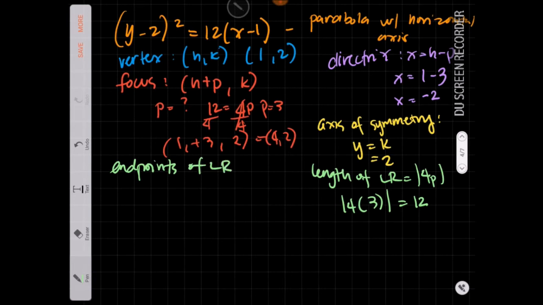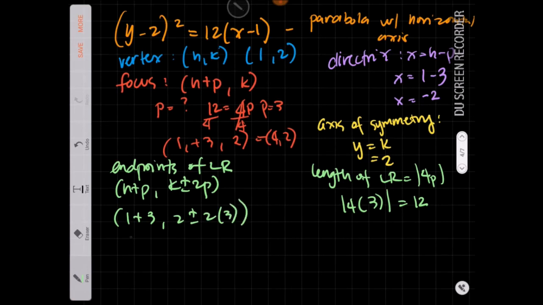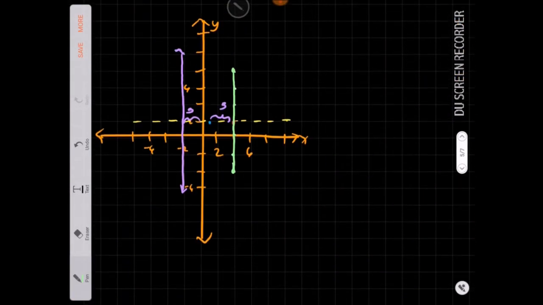Coordinates of the endpoints of the LR is h plus p, k plus or minus 2p. Substituting the values, we get 1 plus 3, 2 plus or minus 2 times 3. This is equal to 4, 2 plus or minus 6, which later equates to 4, 8, and 4, negative 4. Graph of the parabola looks something like this.